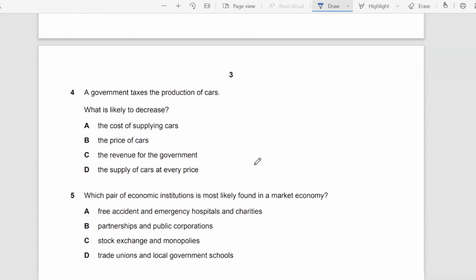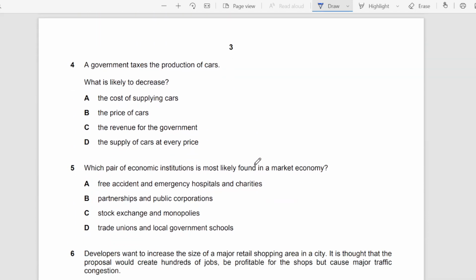Moving on to the next question, guys. A government taxes the production of cars. What is likely to decrease? Okay, the cost of supplying cars. Well, when there's a tax, the cost cannot decrease. The cost will increase as the production of cars is being taxed.